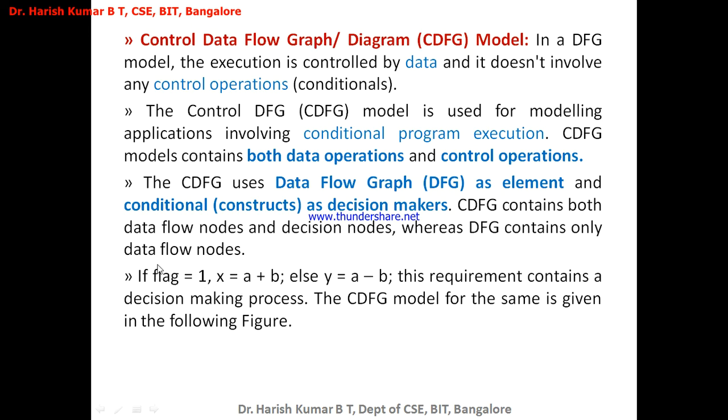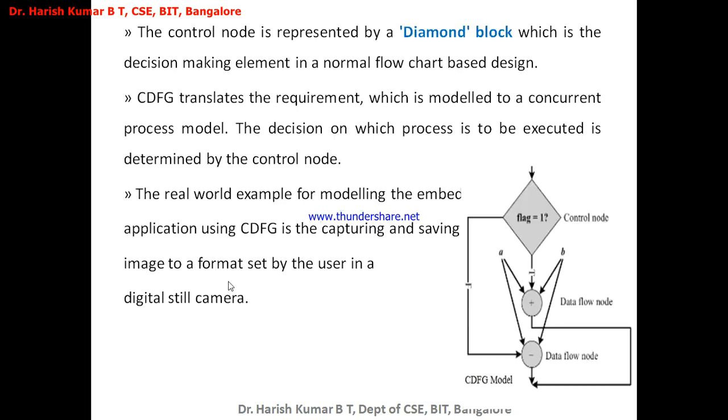Now again we have the example: if flag is equal to 1, this is the conditional construct, x is equal to a plus b, else y is equal to a minus b. Now to model this, I require CDFG. I cannot model it only by using DFG. So how is it modeled using CDFG? We make use of the diamond block in order to represent the decision making element. All of you know this, the diamond block is used to represent the decision making or the control node.